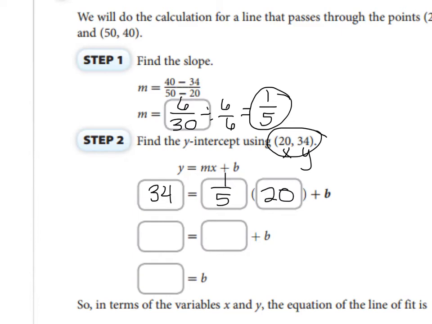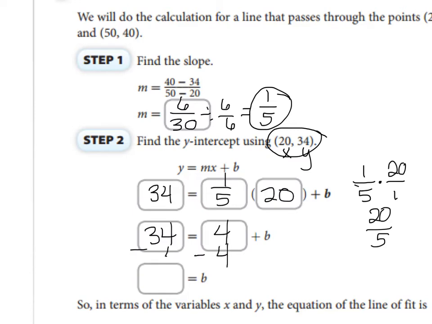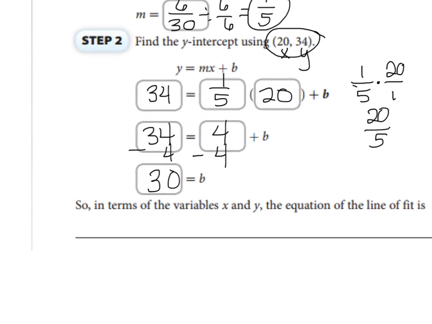Well, 34 is now equal to 1/5 of 20, or you could think of it as 1/5 times 20 over 1, which ends up being 20/5, which turns into 4. To solve for b, we now need to subtract the 4. So our b value is 30 here. So now that we have m and we have b, we can write our equation, which is y equals our slope, 1/5 x, plus our b value, which is 30.